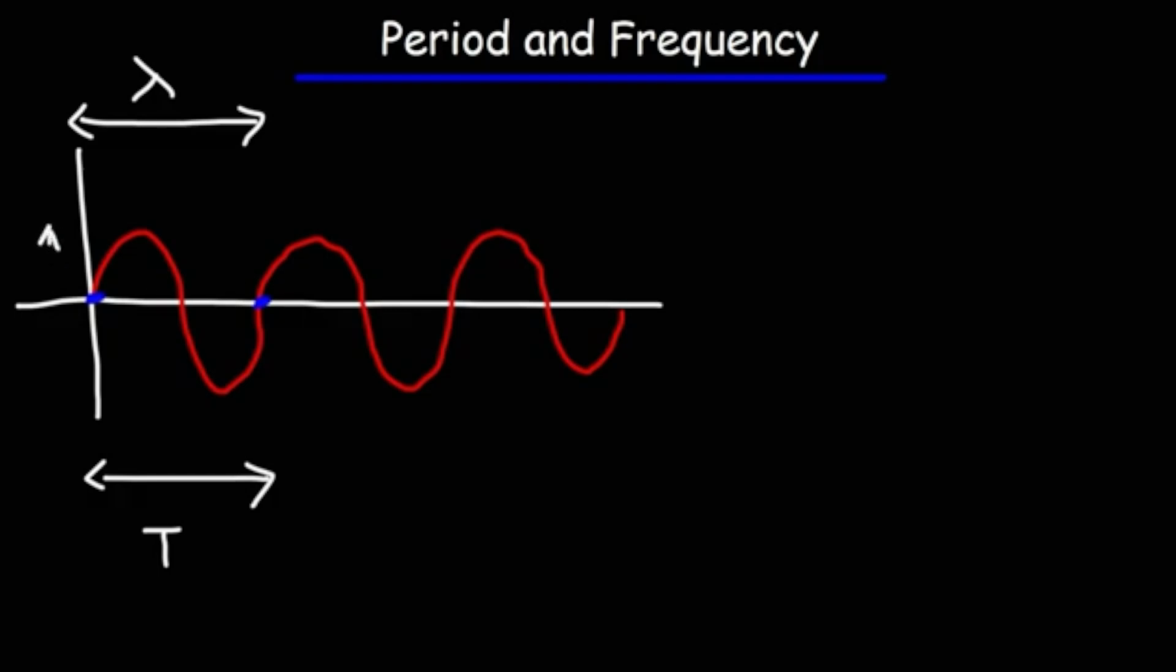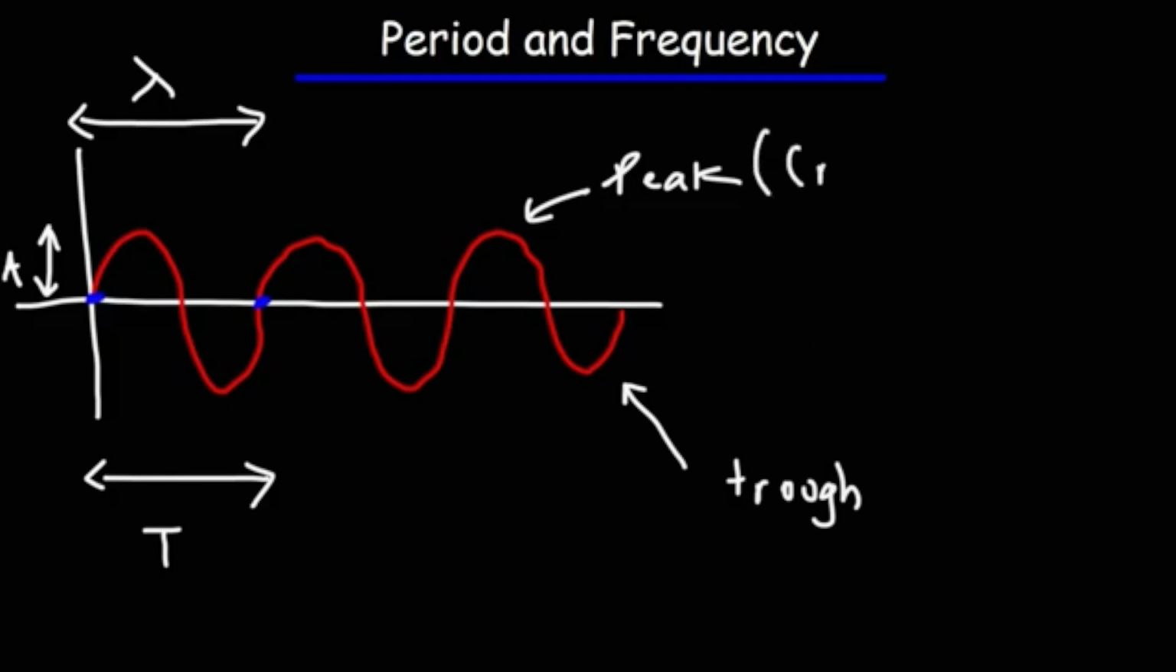The amplitude is this portion of the wave. It's 1/2 the distance between the peak and the trough. So this is the peak of the wave, that's the top part, and this is the trough, which is the bottom part of the wave. Now the peak of the wave is also known as the crest. So perhaps you've heard of the expression, the wave crest, that's the top part of the wave.